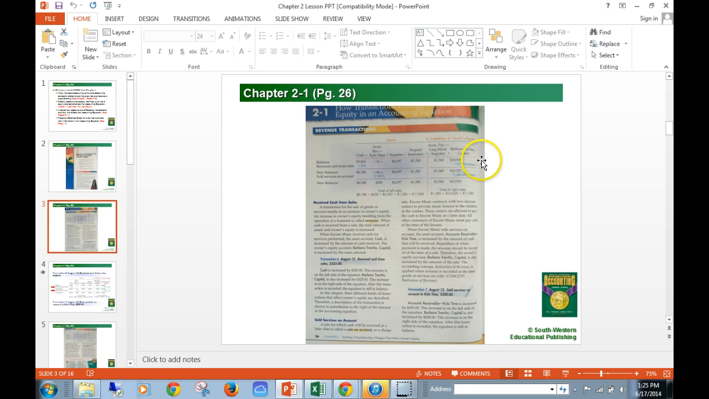We're going to write on the right hand side here, we're going to put a revenue. It was that type of transaction. The description is we received revenue. The second paragraph here, though, says in this chapter 3 different kinds of transactions that affect owner's equity are described. So we're only going to talk about 3 here. Therefore, a description of the transaction I do want written here. We're going to do that in our problems that we complete for the chapter.